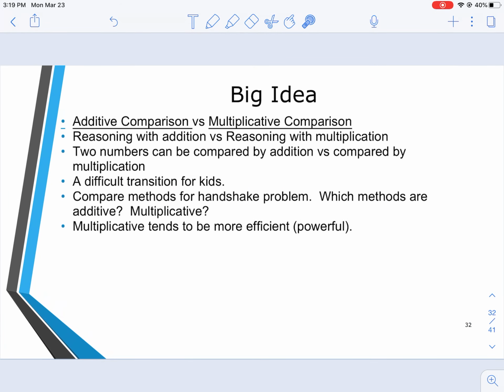Big ideas, I've pretty much talked through this already, but we've got additive versus multiplicative. Additive relies on adding, multiplicative relies on multiplication. This is a relatively difficult transition for kids. It's kind of all their life up to a certain point. It's add, maybe subtract, but it's really thinking in the same way. And then it's like, okay, now we're going to switch to multiplication, and it's tricky. It does tend to be more efficient, though, and that's really important for students.